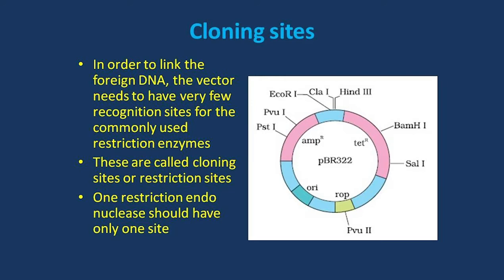I'll repeat once more. A vector should have an origin of replication or ORI, selectable markers for transformation, and several cloning sites or restriction sites for several restriction endonucleases, but one enzyme should have only one site.